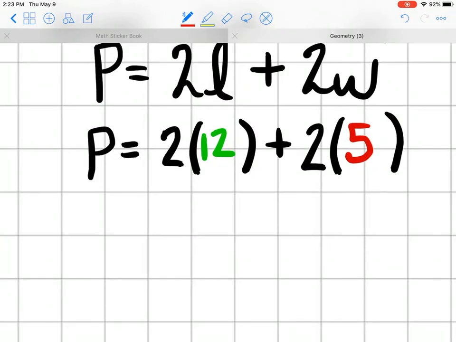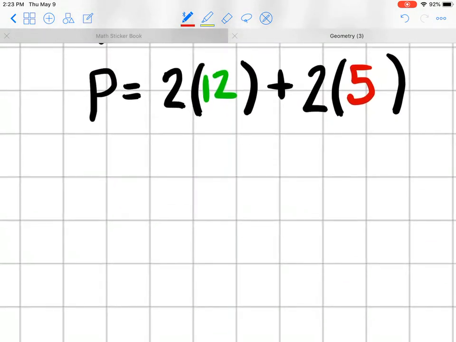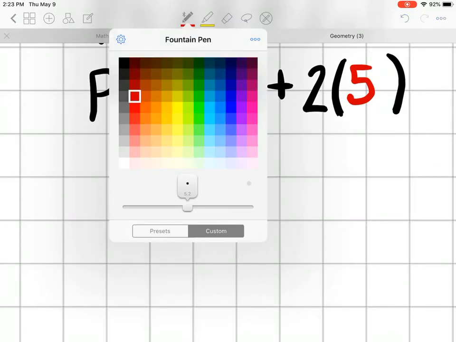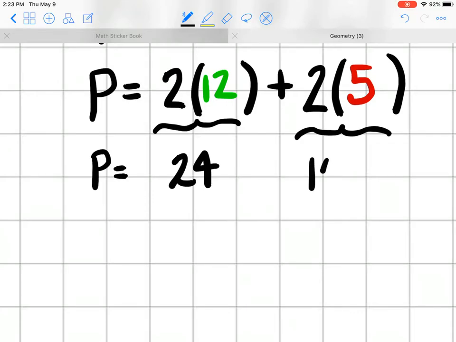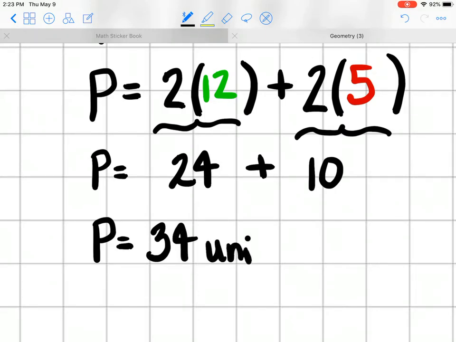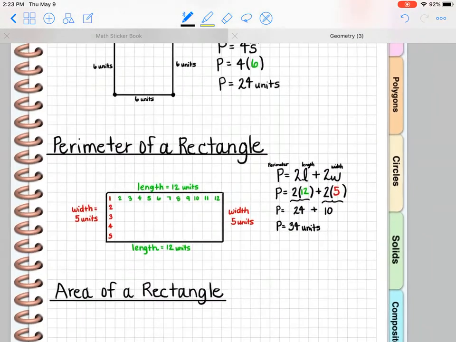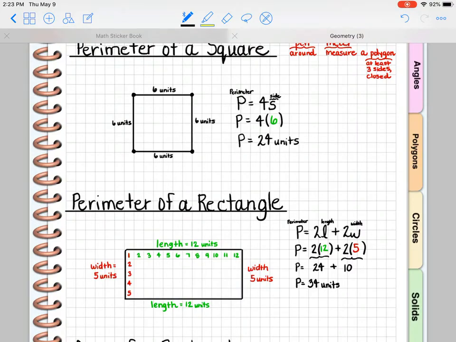Sometimes on a math test, this will be the answer right there. They will stop with the setup where you don't even have to solve the problem. If you do have to solve it, this is what you have to do. 2 times 12 on your calculator, and 2 times 5 on your calculator, and then add those together. And so your perimeter for this particular shape is 34 units. That's a little more complicated than that first one that we did.